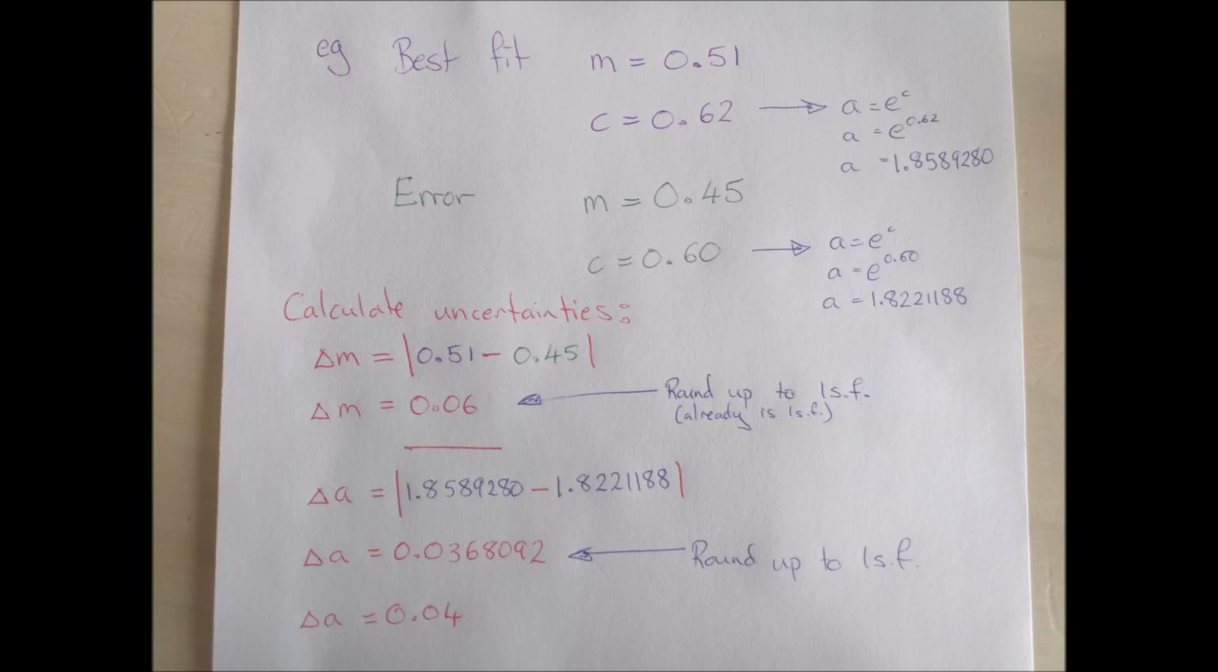For the best fit line, the uncertainty in the m value, the gradient, is 0.06, and that already is one significant figure, so I don't need to round that. For the uncertainty in the a values, that was 0.0368092. I need to round that to one significant figure because we can't justify having uncertainty of more than one significant figure. That's why that's rounded to 0.04.